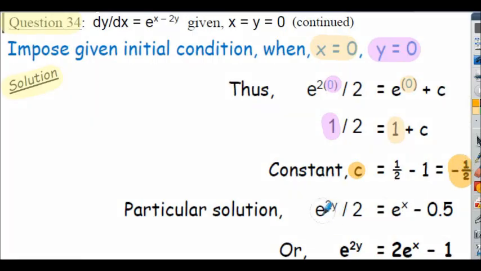So we can write our solution down now as e to the 2y divided by 2 is equal to e to the x minus a half. Or if you multiply both sides by 2, we can write the solution as e to the 2y is equal to 2e to the x minus 1. Remember, we're multiplying throughout by 2 here. So that's the final solution for question 34.